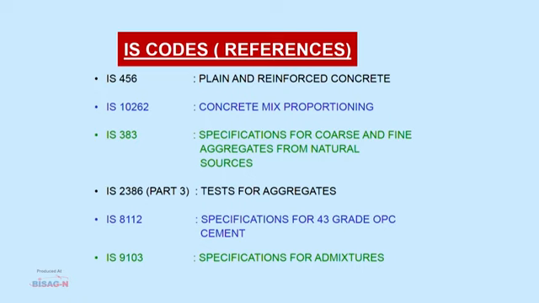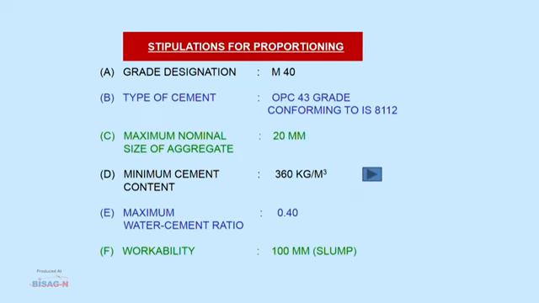If cement of another type is used, then the code should be followed appropriately. IS 9103, specifications for admixtures if used while preparing the concrete. While understanding the mix design, let us have an example to see the calculations. We have taken an example of grade of concrete M40, type of cement being used is OPC 43 grade, conforming to IS 8112, maximum nominal size of aggregate 20 mm, minimum cement content 360 kg per meter cube.